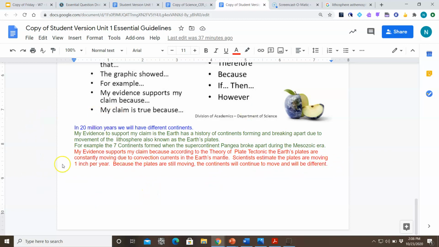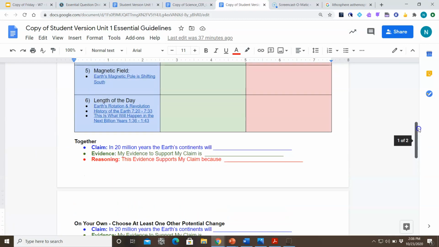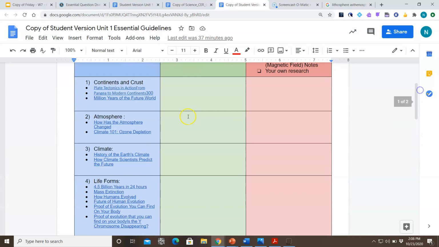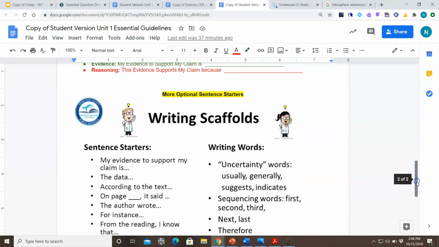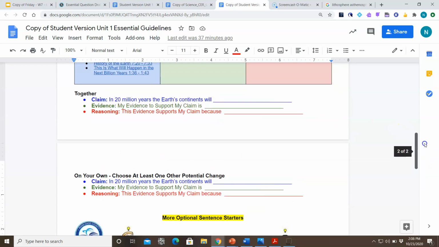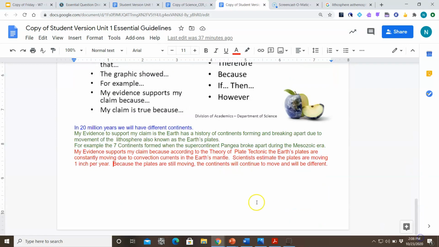So I did the first one with you all. Now what you guys have to do is you guys have to pick 2 more: atmosphere, climate, life forms, magnetic field, length of day, and do the same sort of thing, right? Claim, evidence, reasoning. And I have the sentence starters, if you want, that you can use. All right. So you need to do 2 more. And then you're going to submit this for feedback.